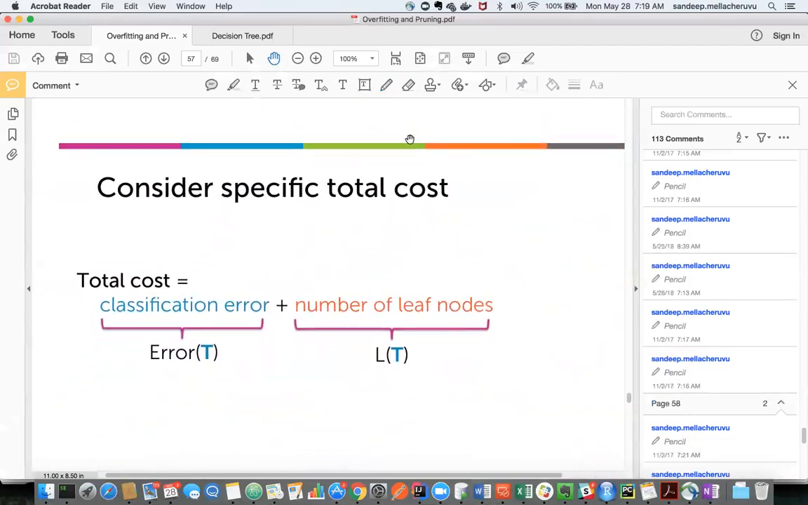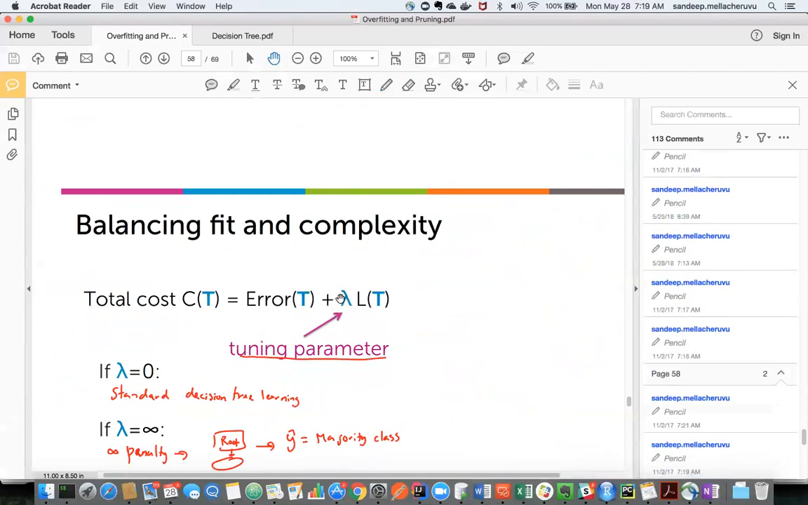Okay. So that's what we are going to do here as well. We call this classification error E of t, or error of t. The number of leaf nodes is L of t. And we are going to add some tuning parameter lambda. Why are we adding this lambda tuning parameter? Because if lambda increases, what happens? Or let's say lambda equal to 0, what happens?